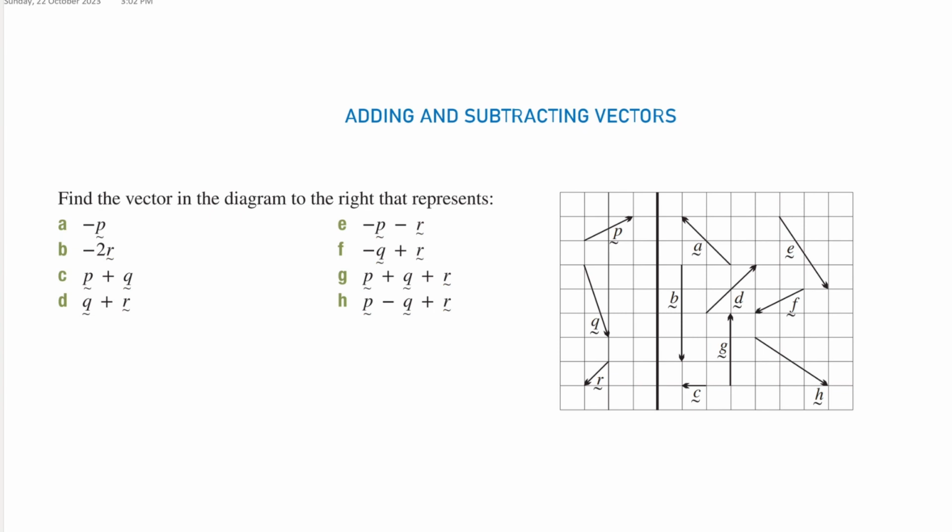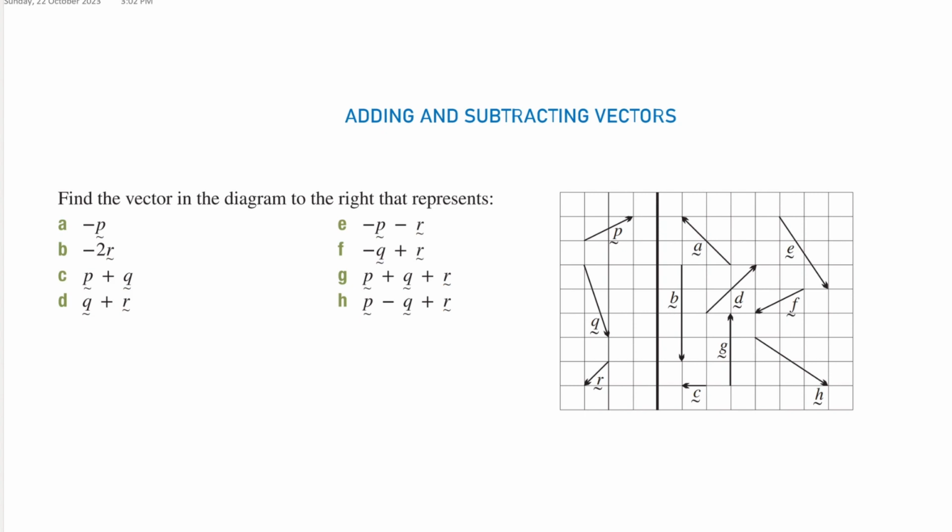In today's video we are going to be adding and subtracting vectors and giving a basic introduction on what vectors are. Now, if you have come looking for how to add and subtract vectors, it is actually a lot simpler than you think. And we'll just go through these 8 questions here, and then you should be good when adding and subtracting vectors. So for question A, minus p.